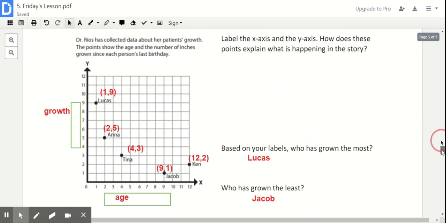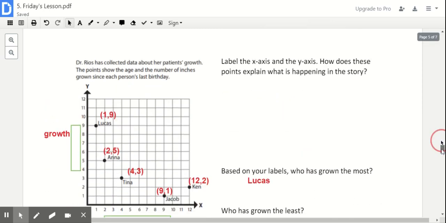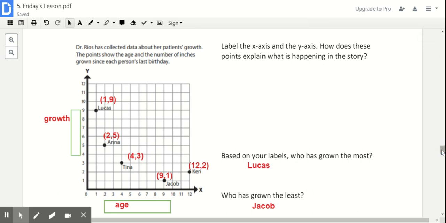Okay, now let's get into Dr. Rios. So Dr. Rios has collected data about her patient's growth. The points show the age and number of inches grown since each person's last birthday. So I want you guys to realize first, how do these points explain what is happening in the story?